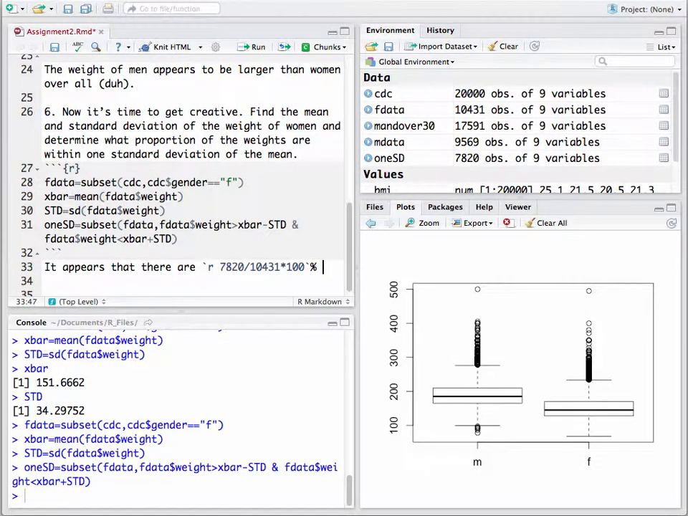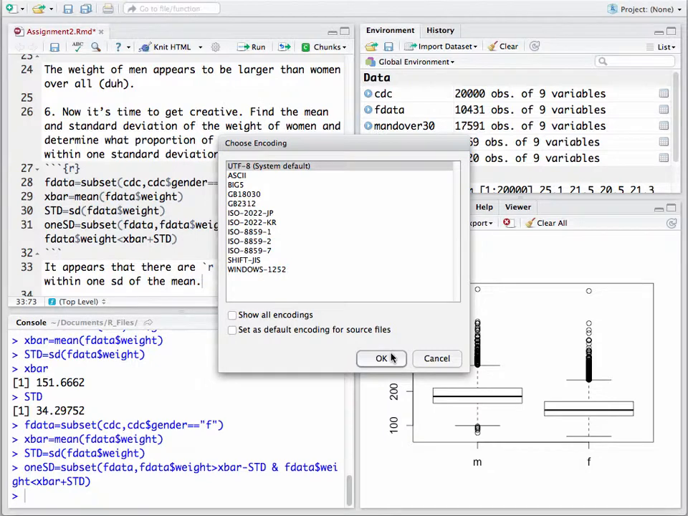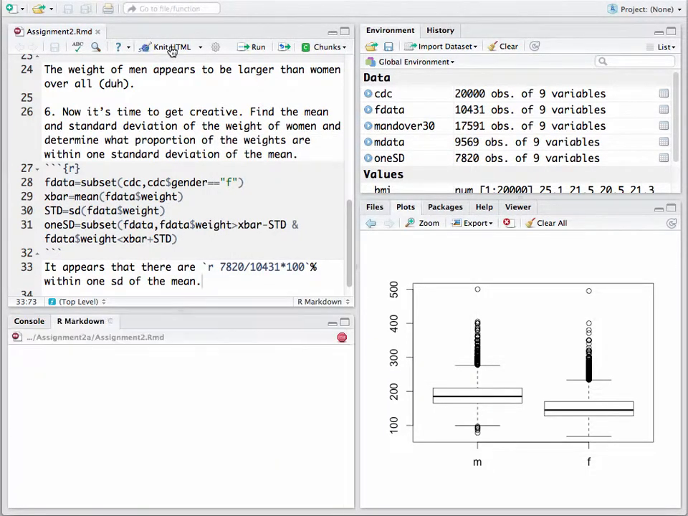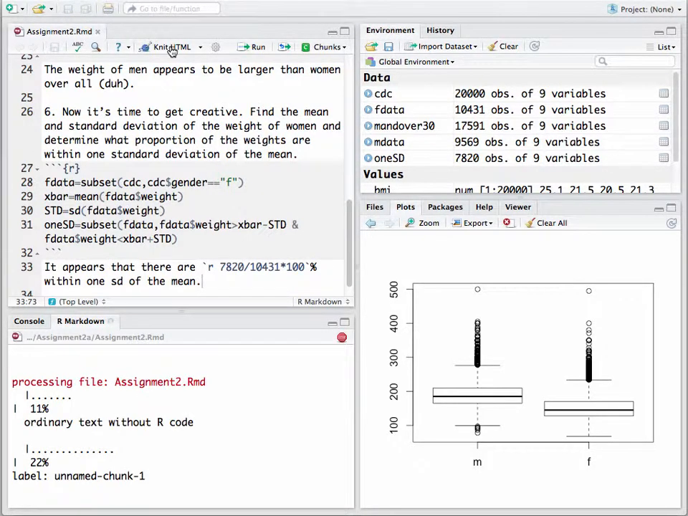And then we'll finish off explaining it. Within 1 SD of the mean. Hoo-yah! That was a lot, okay? Let's go ahead and save this bad boy. And let's go ahead and knit it, see what it looks like, see if we get any errors in the knitting here.